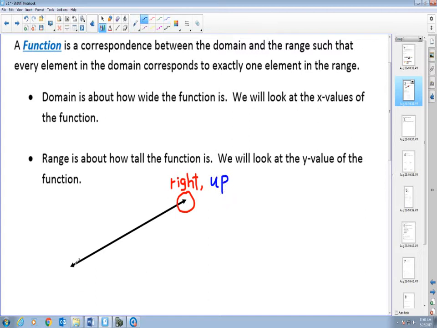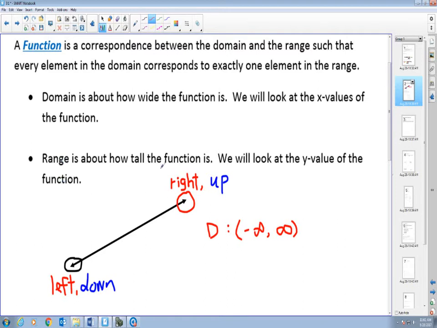Right, the other arrow, this side is going down, I agree, but at the same time it's going left as well. So the other side is going left and keep on going down. A domain is referring to how wide this graph is, how wide it is from the left to the right, keep on going left, keep on going right. So that means the domain for this straight line has to be from negative infinity to infinity using interval notation.